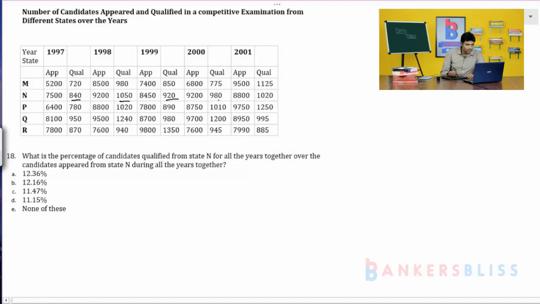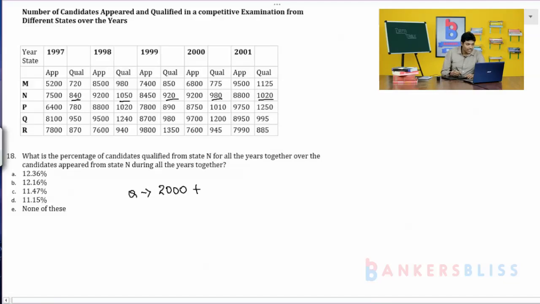Okay, so qualified for state N. Qualified for state N: 840, 1050, 920, 980, 1020. So for the qualified ones, see, 1050 you consider only 1000, and 1020 you consider only 1000. So 1000 plus 1000, 2000, 2000 plus.